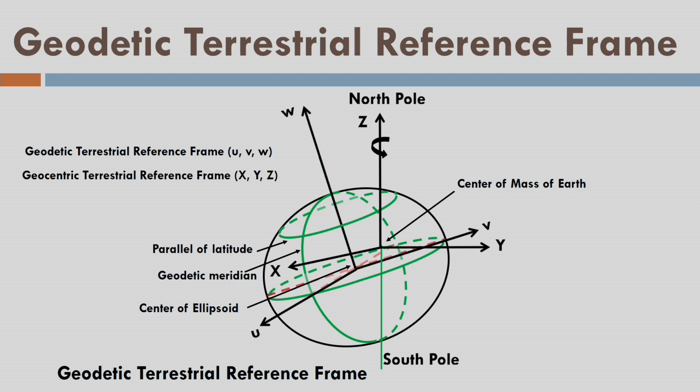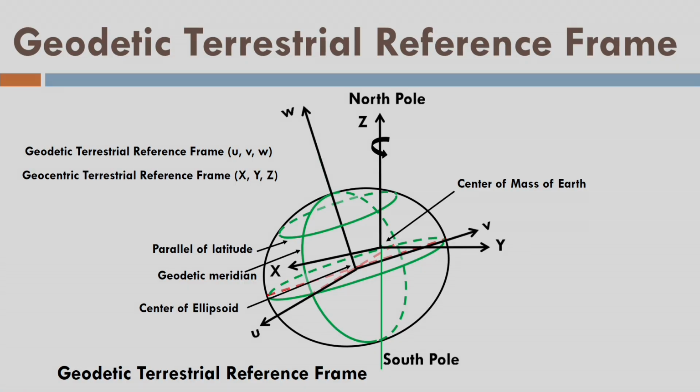They are quite different. That means the center of the ellipsoid and the center of mass of the earth are away from each other in the order of 100 meters, sometimes 150 meters or 200 meters also. It depends on how the local reference frame or the geodetic terrestrial reference frame is realized or fitted.